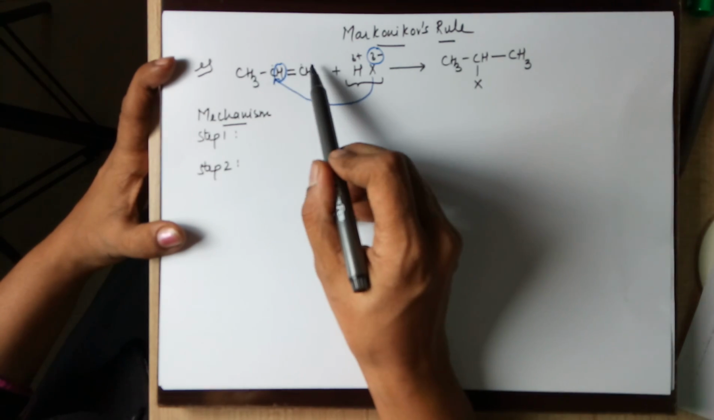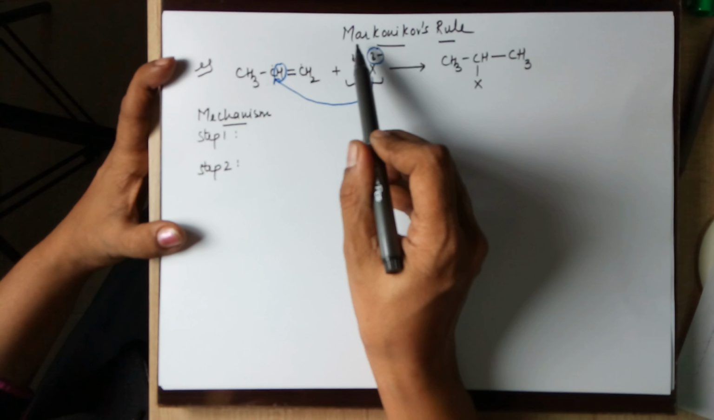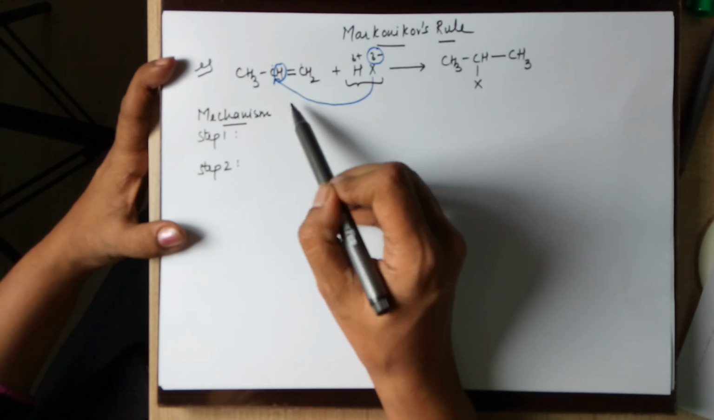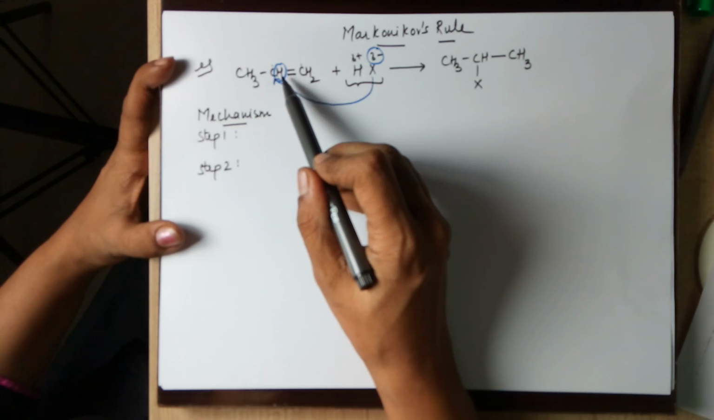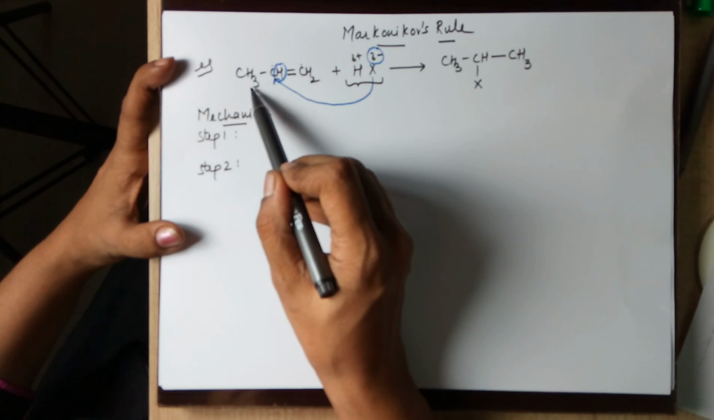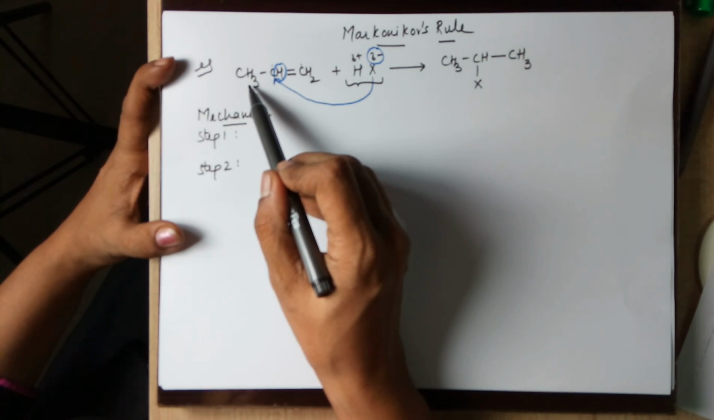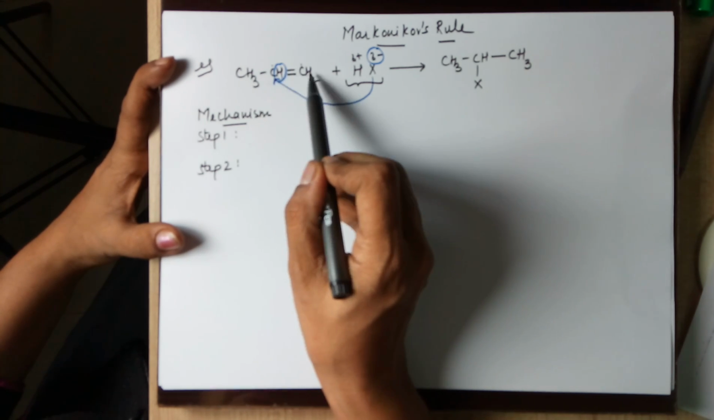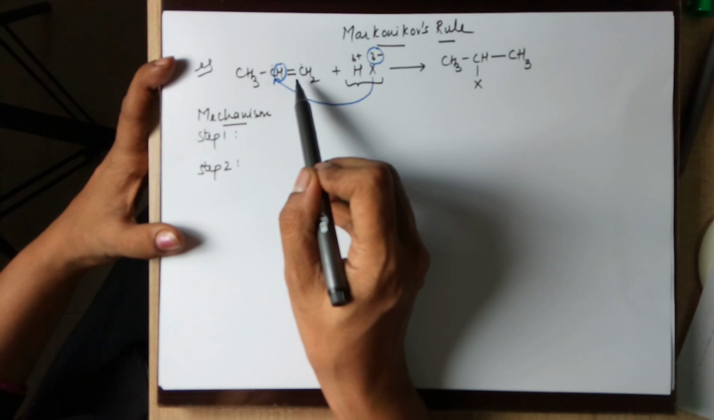Addition across an unsymmetrical alkene: for the adding identity, the more electronegative part of the adding identity goes to the double bonded carbon having lesser number of hydrogens. Mind you, don't count these hydrogens. These are not the directly bonded hydrogens to the double bonded carbon. Your aim is only to see the hydrogens attached to the double bonded carbons.